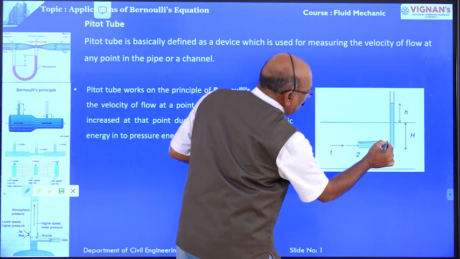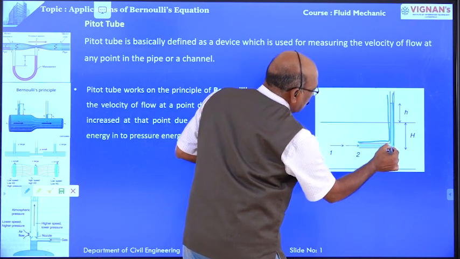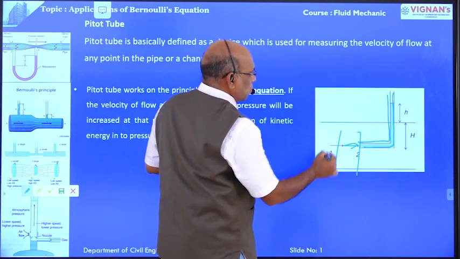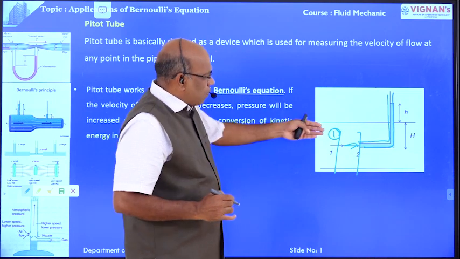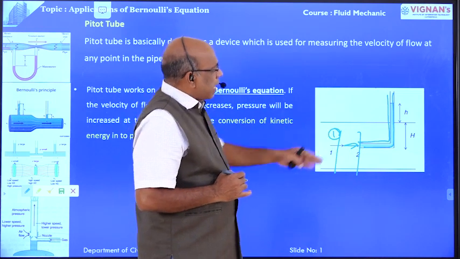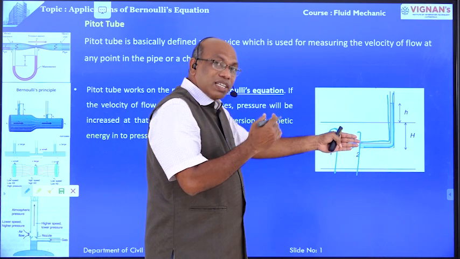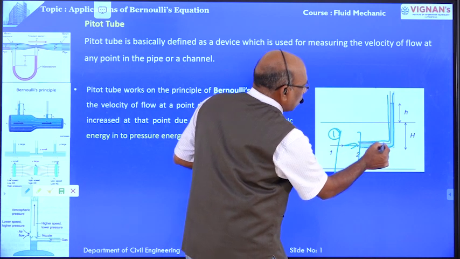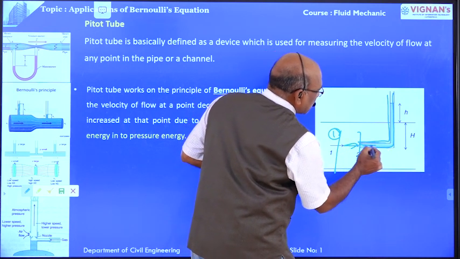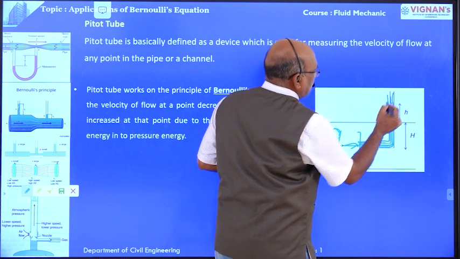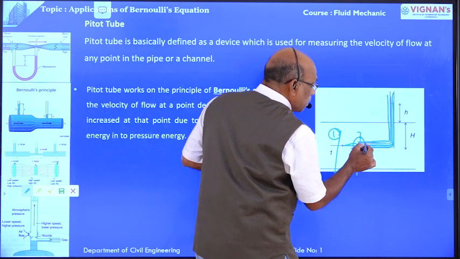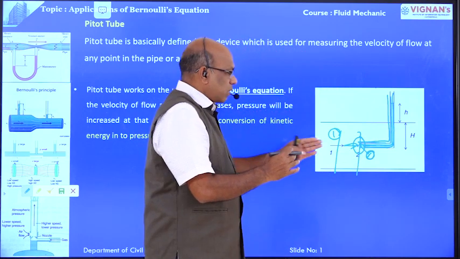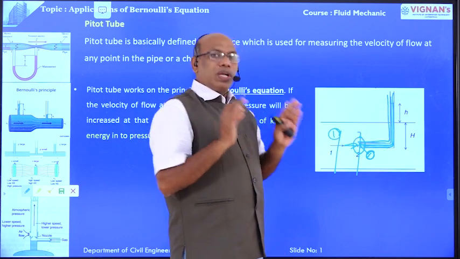This is the bent glass tube inserted in the channel. This is the Pitot tube. Suppose this is section 1-1, this is section 2-2. At section 1-1, there is some velocity head and pressure head. At section 2-2, that velocity head is converted into pressure head because of this Pitot tube. But the sum of the pressure head plus velocity head plus datum head at section 2-2 must be the same. Just that velocity head is converted into pressure head, right?